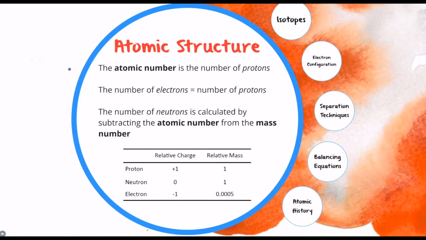The atomic number is the number of protons, and the number of electrons is equal to the number of protons. The number of neutrons is calculated by subtracting the atomic number from the mass number. Protons and neutrons have a relative mass of 1, where electrons have a relative mass of 0.0005. Protons have a charge of +1, electrons -1, and neutrons are neutral.